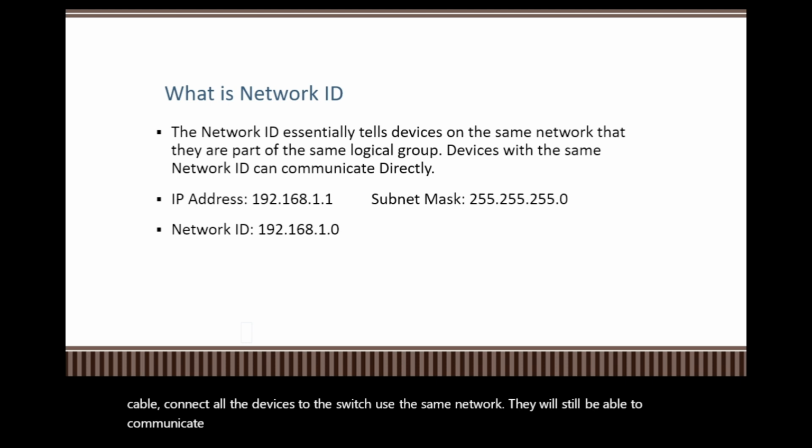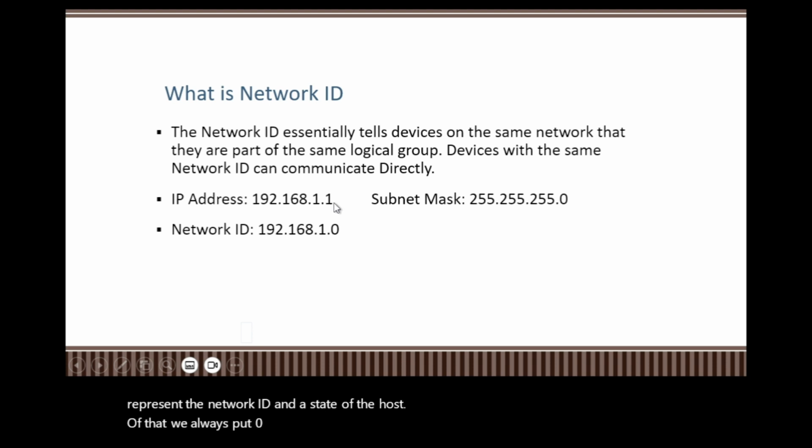It's very easy how we can represent the network ID. To represent the network ID, instead of the host octet, we always put 0. So for example, if I have, this is a class C, by the way, class C IP address.